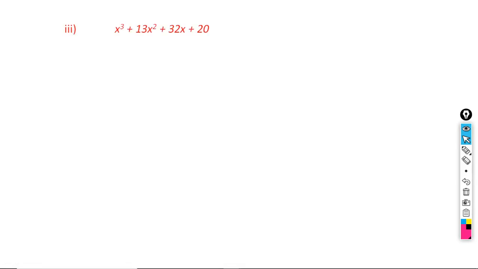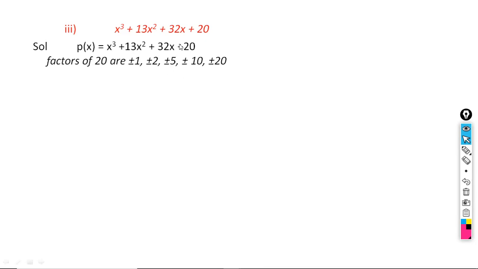This is x cube plus 13x square plus 32x plus 20. Consider polynomial p of x, and here the last term is 20. The positive factors of 20 are 1, 2, 5, 10 and 20. Now here one thing you have to observe carefully: if I substitute the values of x as 1, 2, 5, 10 and 20, we never get 0, because all coefficients are positive. By substituting positive terms we never get 0.